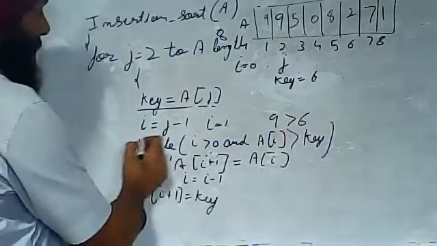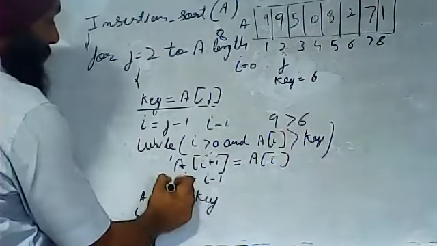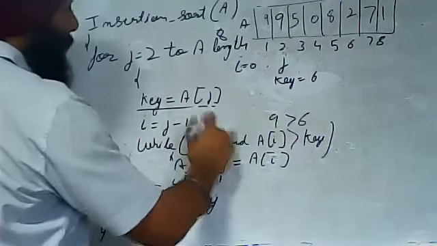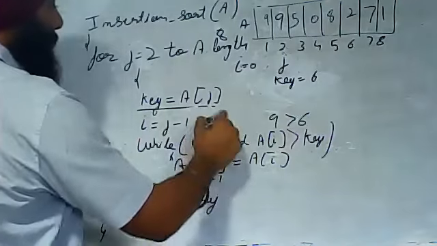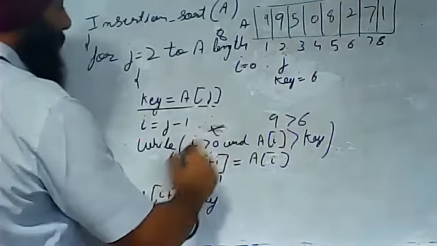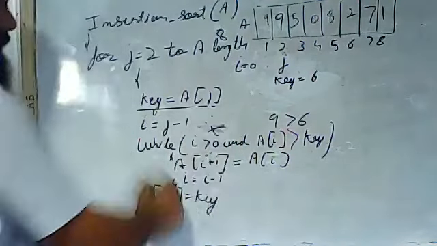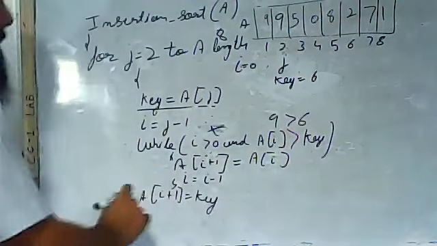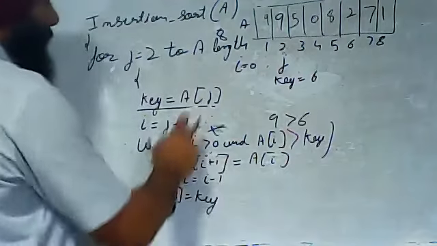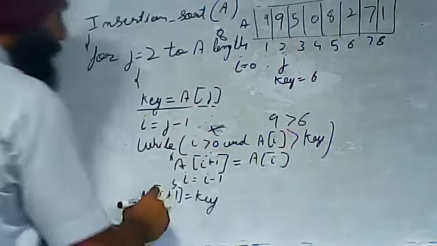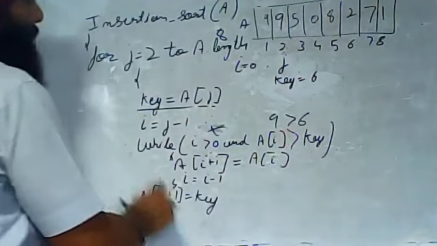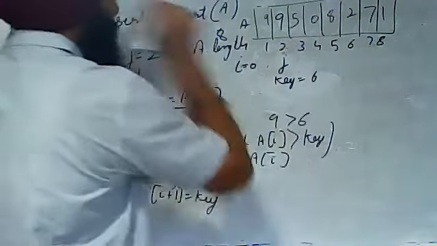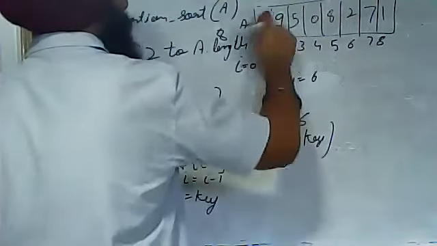And this loop will get executed again, because here we have the end of this loop. So again it will check the values. Now the i's value is 0. So the first condition is false. It will not enter this loop. And the next step is at I plus 1 we will place the key element. Value of I is 0, so 0 plus 1 is 1. So at 1 we will place the key value. What is the value of key element? That is 6. So here we'll place 6.